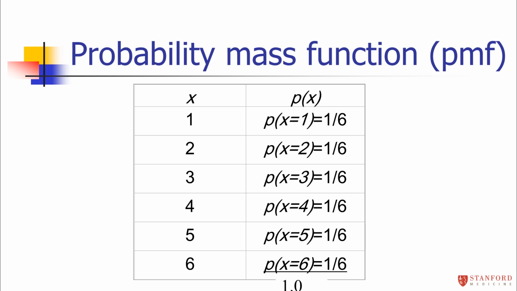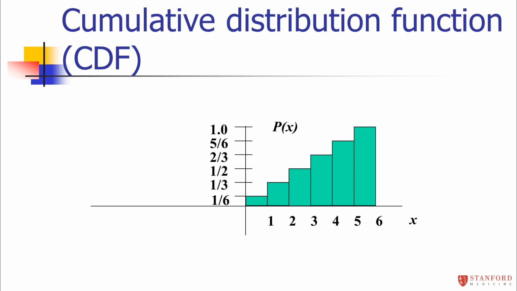So sometimes we talk about the probability mass function, that is the probability of any particular value. Sometimes we actually are more interested in the probability of a range of values. And when we're talking about the probability of a range of values, we call that a cumulative distribution function. And by convention, cumulative functions always start with the lowest value and go to the highest.